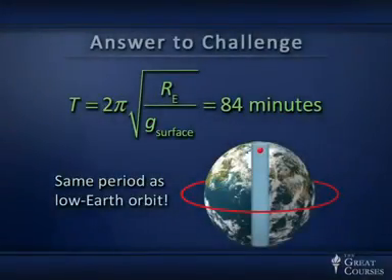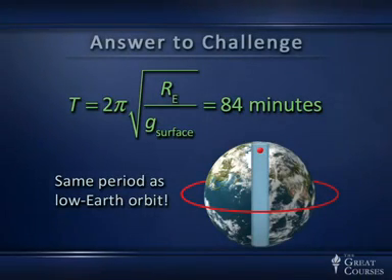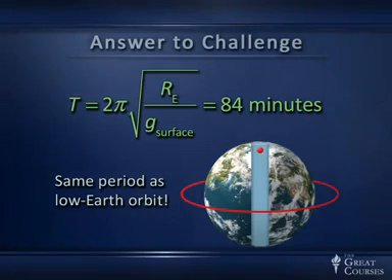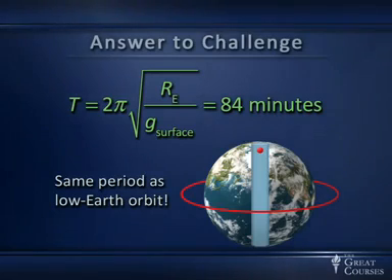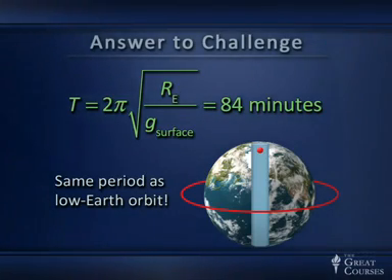Okay, here's the answer. The formula for the period is 2 pi times the square root of the Earth's radius over g. Looks awfully like the period of a pendulum, doesn't it? That works out to 84 minutes, and it turns out to be exactly the same period as a spacecraft in low Earth orbit, surprisingly. Actually, not so surprisingly. Think about that.